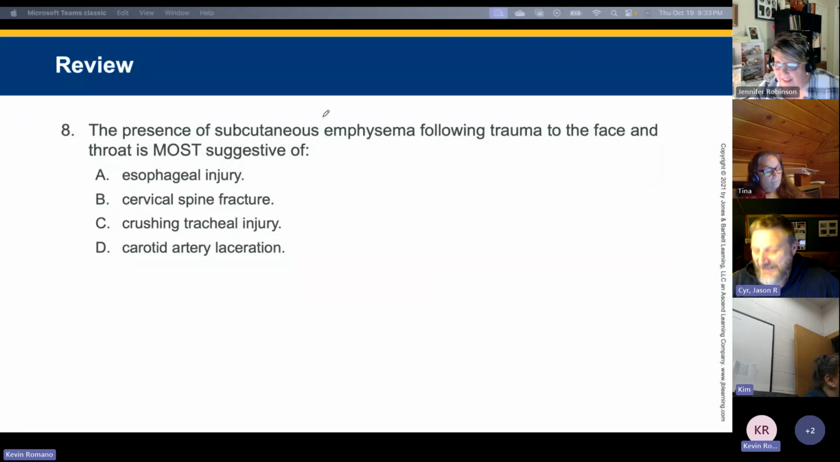The presence of subcutaneous emphysema following trauma to the face and throat is most suggestive of what? C. Tracheal. Yeah, C it is.